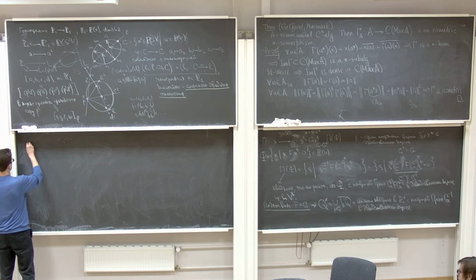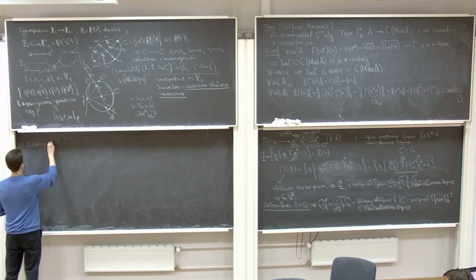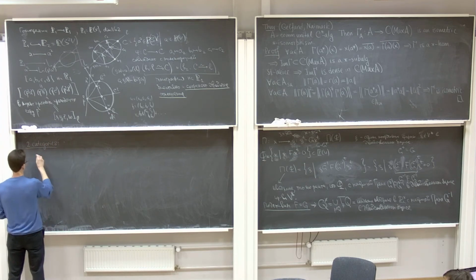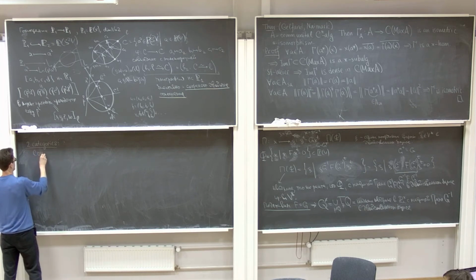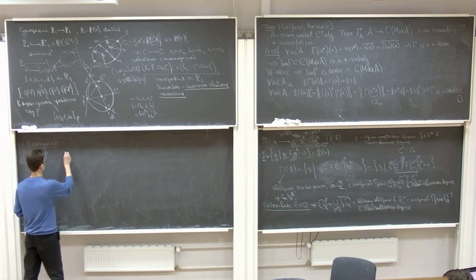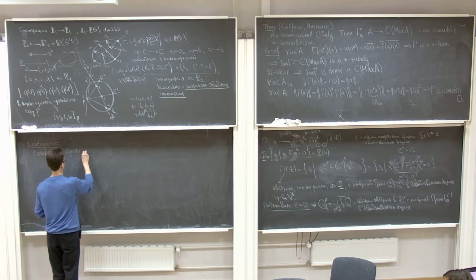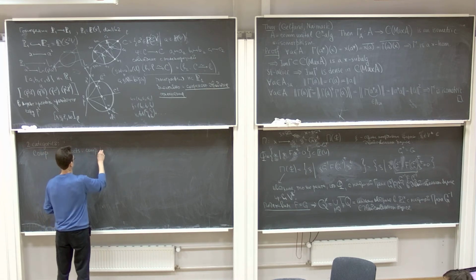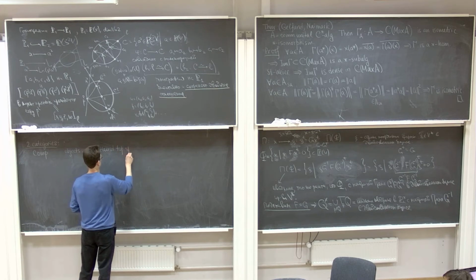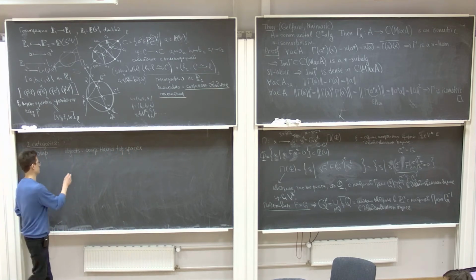So let's consider two categories. The first category will be denoted like this, Comp. The objects of this category are compact Hausdorff topological spaces. And the morphisms are continuous maps.